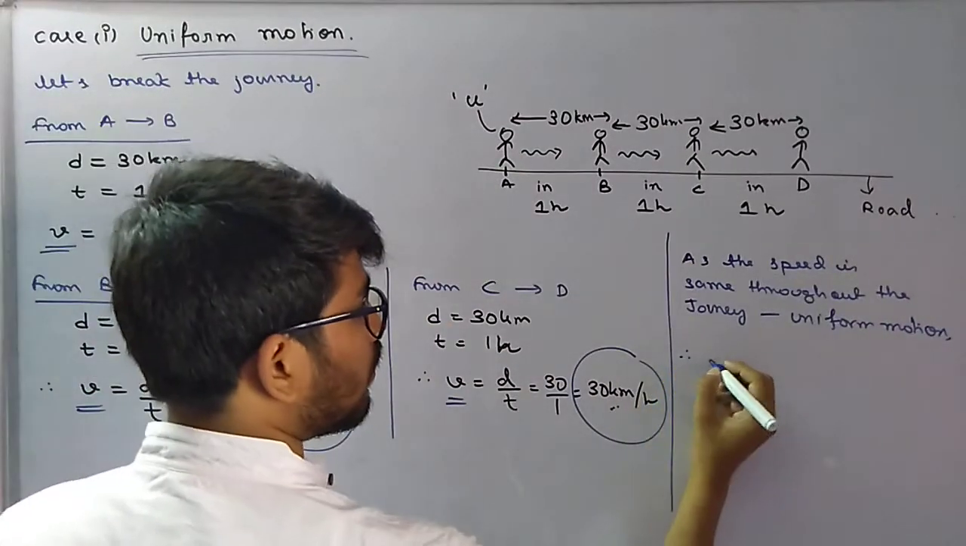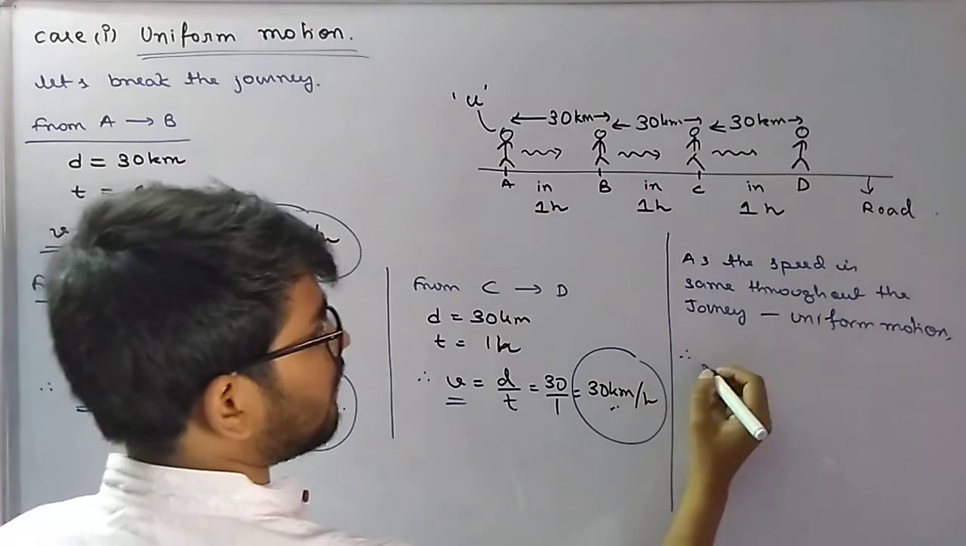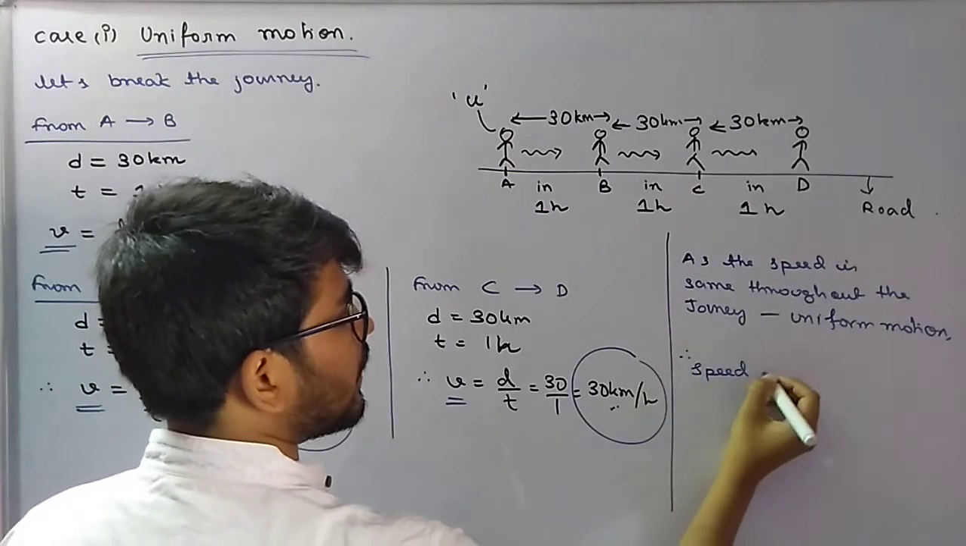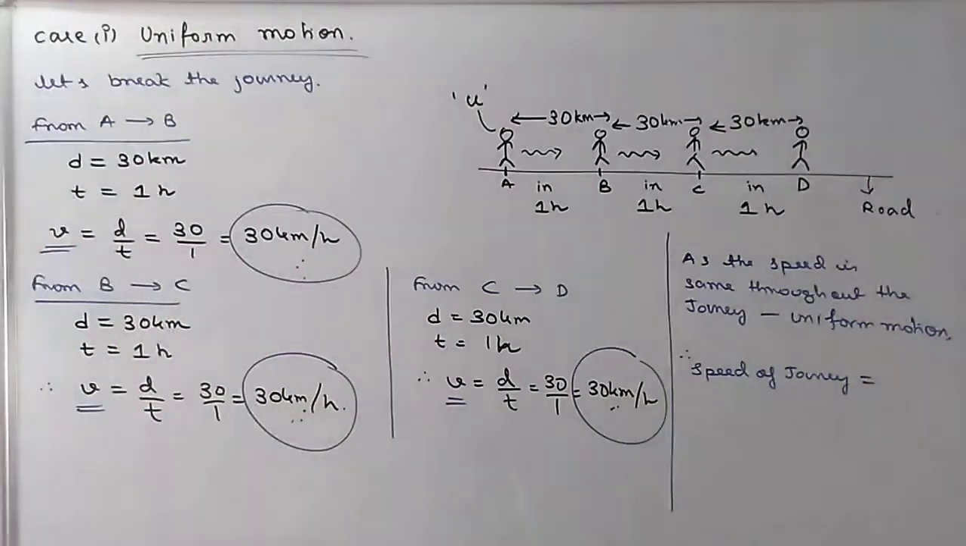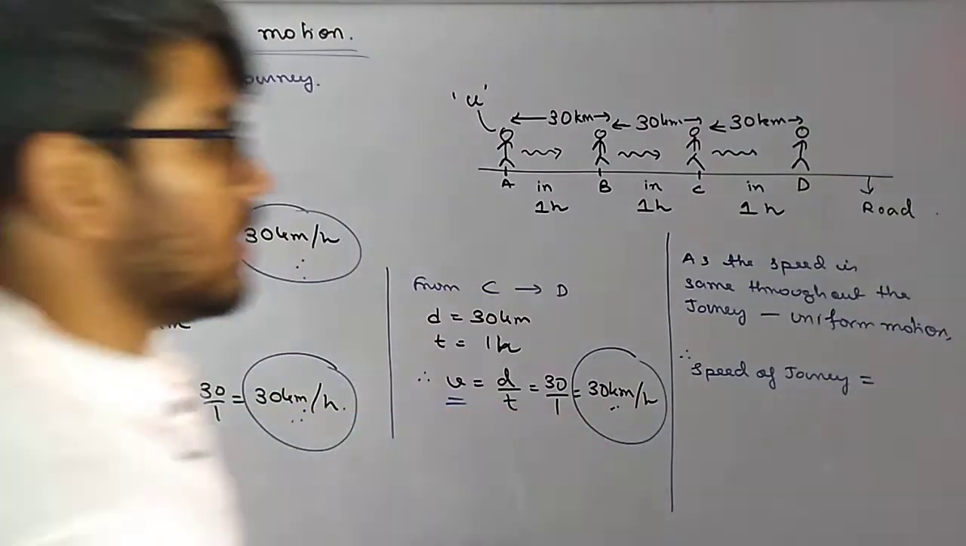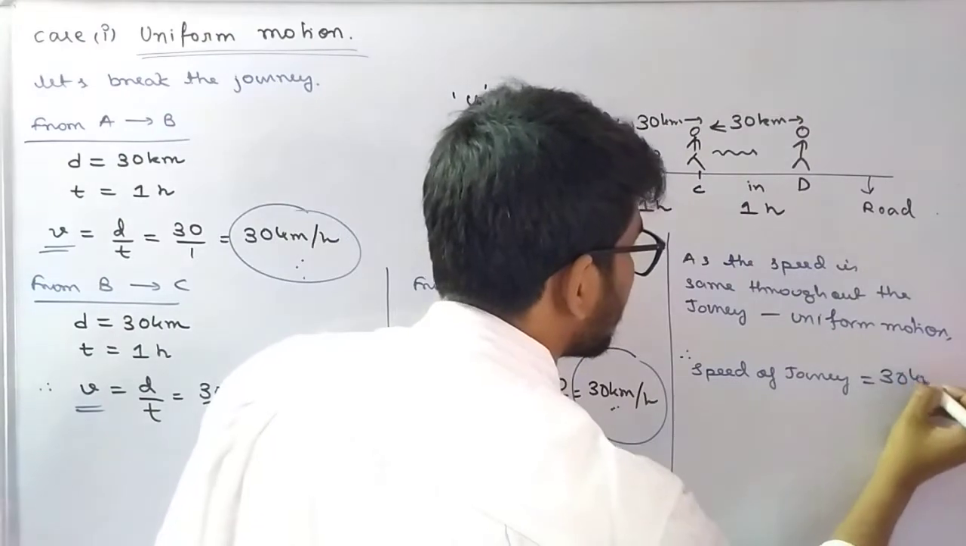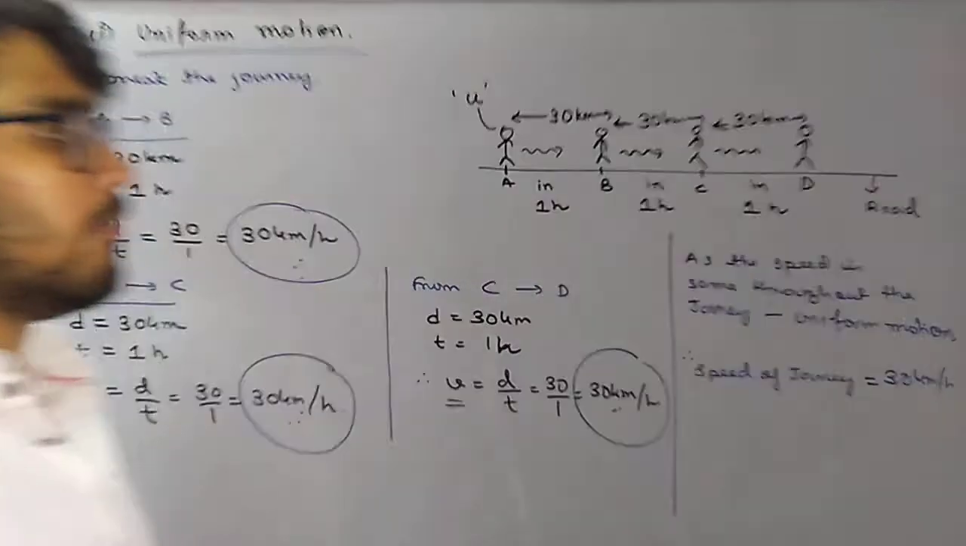And therefore, the speed of the journey is the same as how much? The individual speeds, 30 km per hour. Please understand this point.